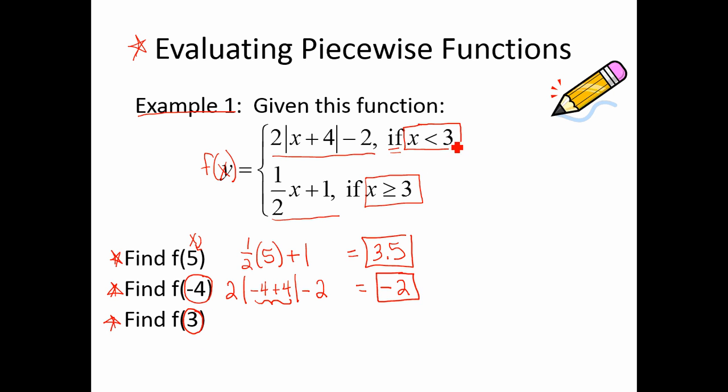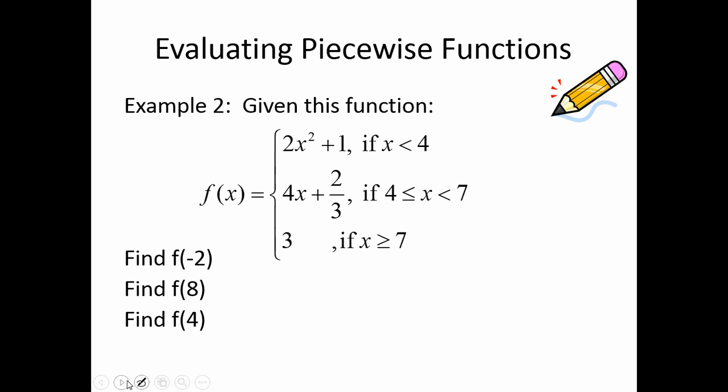Now both of these have a mention of 3, but notice the second one says if x is greater than or equal to 3, we're going to use that one. So we're going to plug it into the 1/2 x plus 1. So 1/2 times 3 is 1.5 plus 1 is 2.5. So we're evaluating based on the x value. Which part are we going to plug it into?